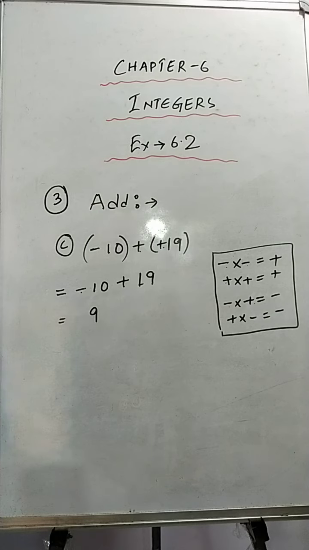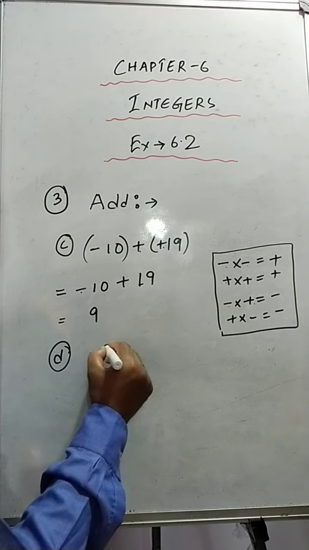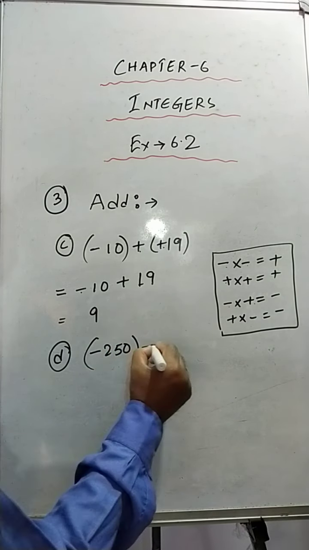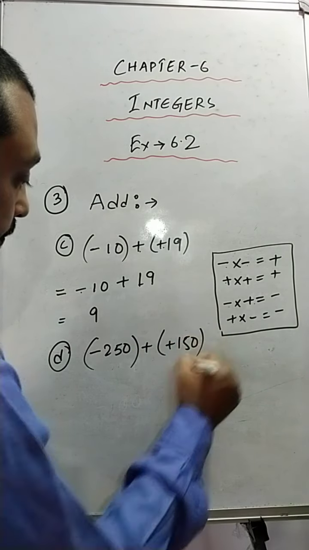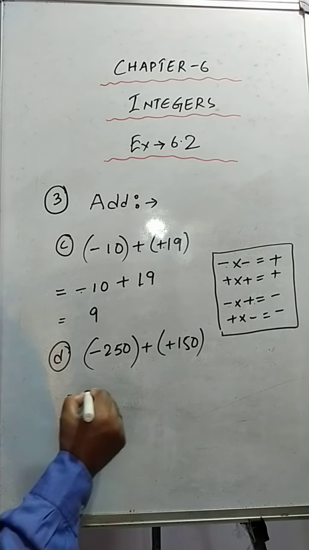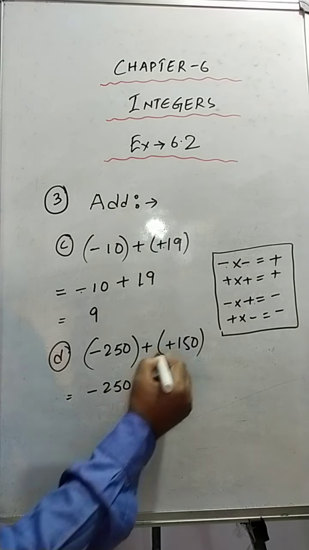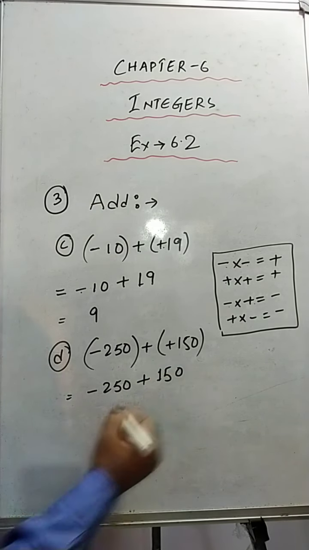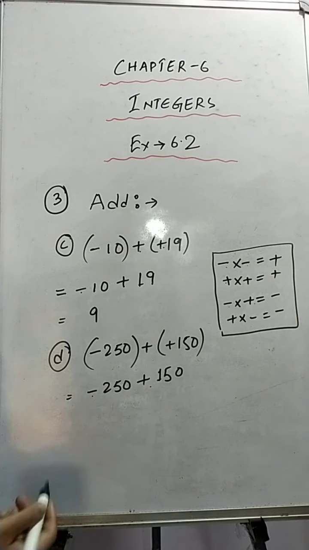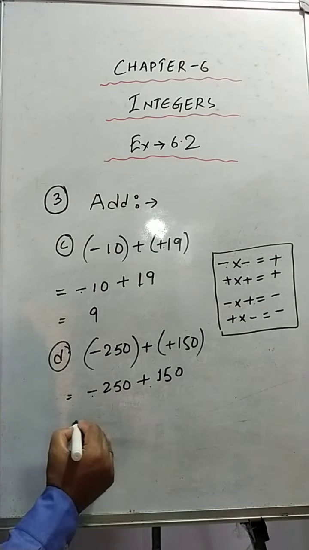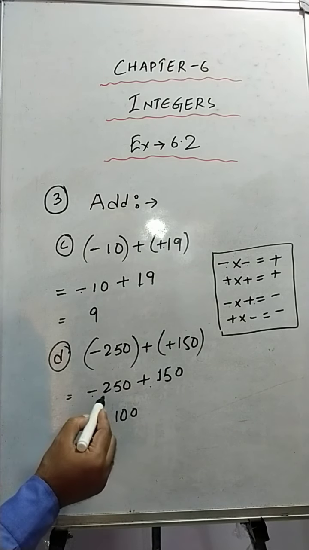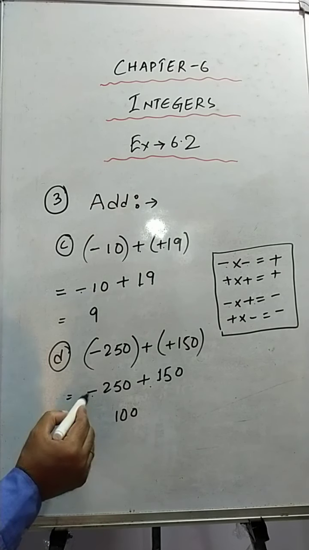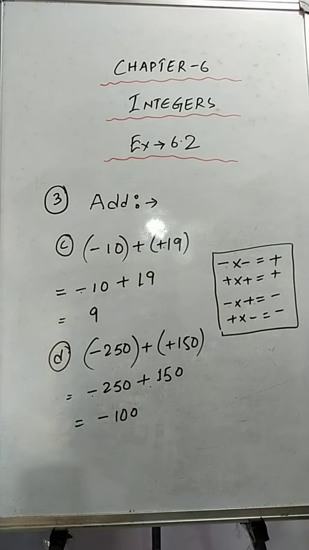Now let's move on to sum number D. What do we have in sum number D? We have minus 250 plus, inside the bracket, minus 250 plus 150. Again we'll open the bracket. So that is minus 250 plus plus is plus 150. Now minus plus minus, so we have to do minus. 250 minus 150 is 100. Now which number is greater? 250 is greater. It is carrying which sign? Minus. So this time we have to put minus. The rest of the two sums would be your homework.